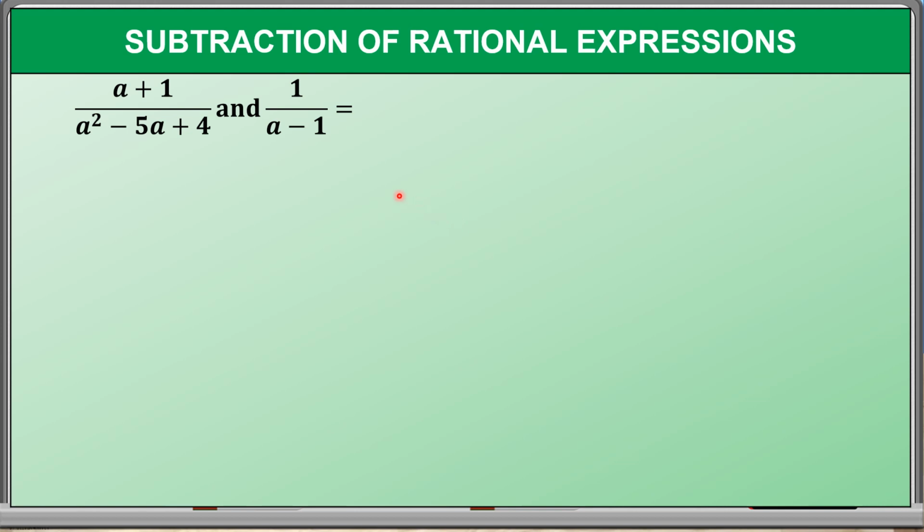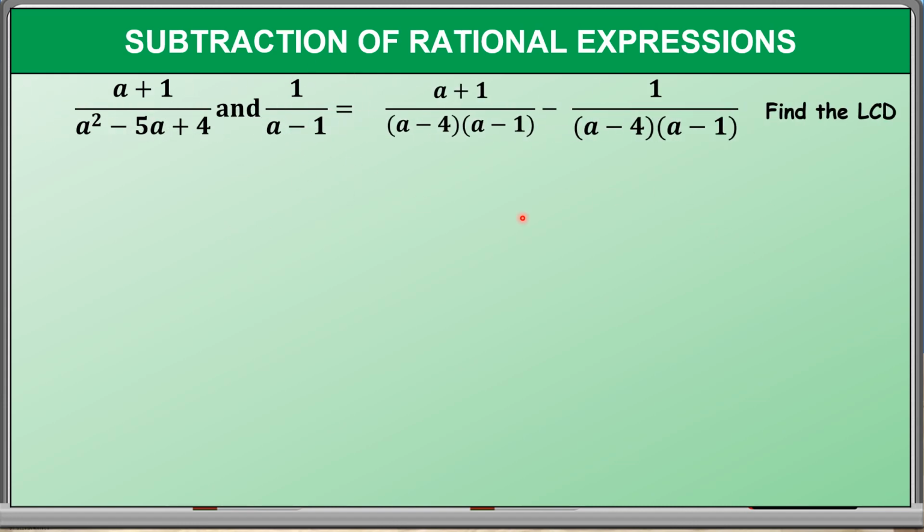Alright, let's try another one. So, we have a plus 1 all over a squared minus 5a plus 4, and we're going to subtract from it 1 all over a minus 1. So, unlike na naman po yung ating denominator, di ba? So, kailangan nating hanapin ang kanilang LCD. So, as you can see here, ayan.